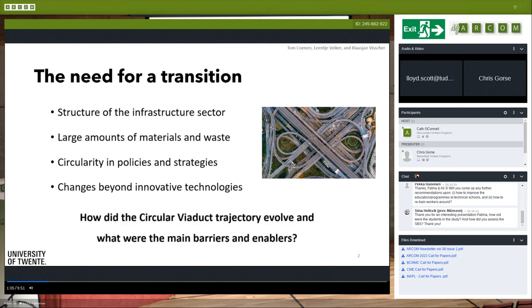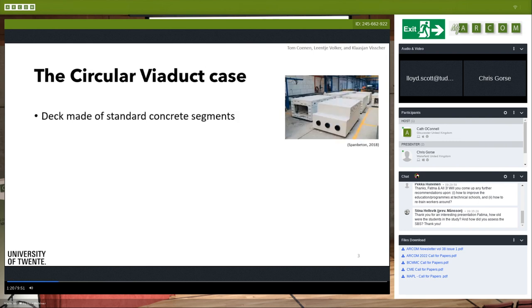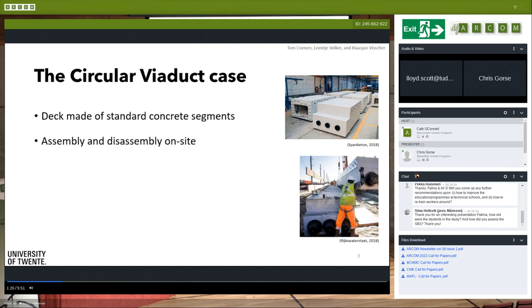We studied how a single circular innovation developed through time and how it required changes in, for example, collaboration structures or legislation to eventually lead to circular practices. The case we studied is a viaduct that was modularly designed and built out of standardized elements. The viaduct was assembled and disassembled on site and is designed for reuse and adaption to fit any new situation.